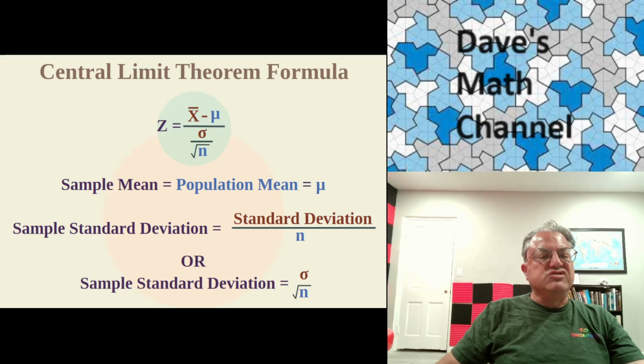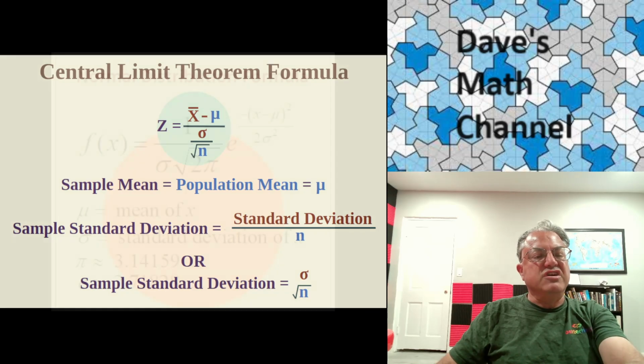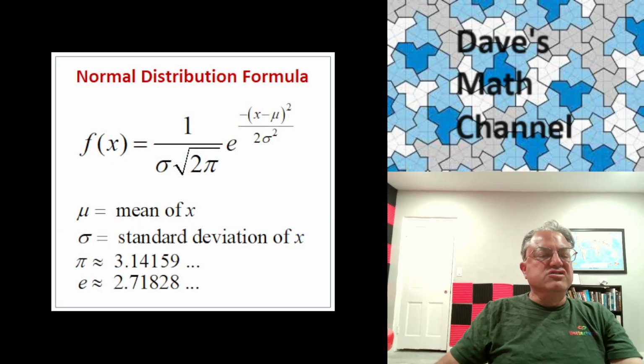So that's why you have the sigma over square root of n. But it does approach a standard normal distribution if you repeat it enough times. And here's the exact formula. And like I said, Carl Friedrich Gauss discovered this formula. This formula looks pretty ugly.